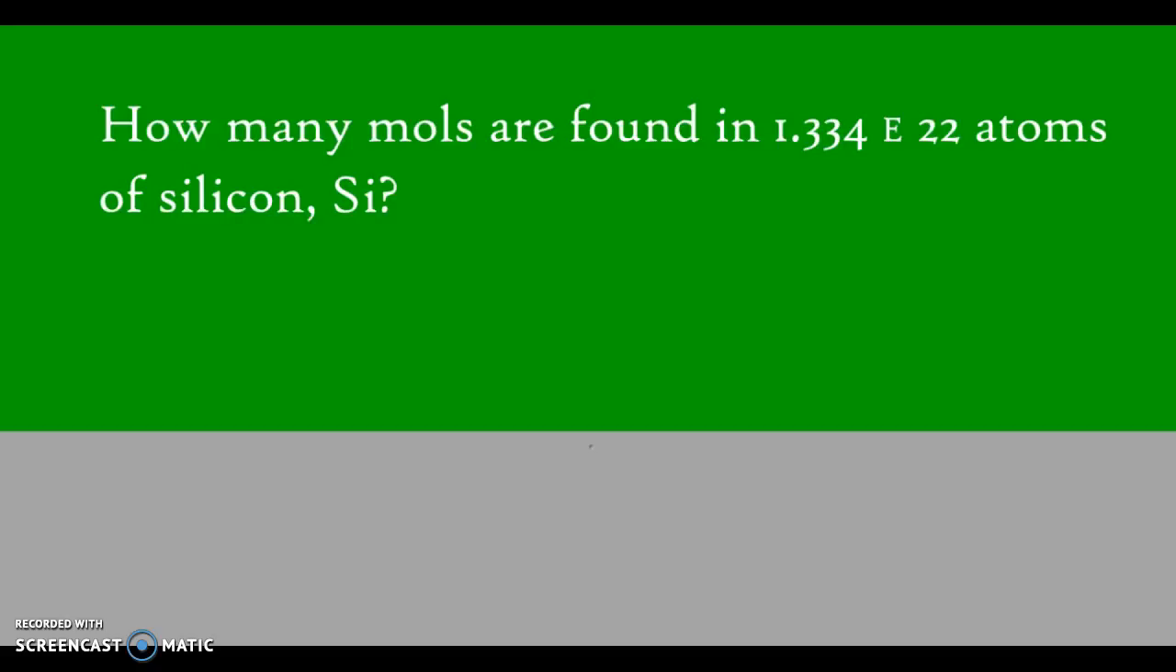How many moles are found in 1.334 times 10 to the 22nd atoms of silicon? Good question, Mr. Nolan, good question. Well, lads, let me show you how to set it up. All right? So, what do we got? We've got 1.334 times 10 to the 22nd atoms of silicon. Notice I'm labeling things, right?